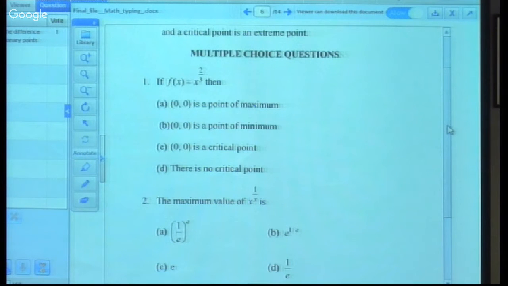Now f(x) is x raised to power 2 by 3. You tell me whether it is a point of maxima, 0, 0, about origin. Origin is a point of maxima, origin is a point of minima, origin is a critical point, or there is no critical point. Which one of them are correct?